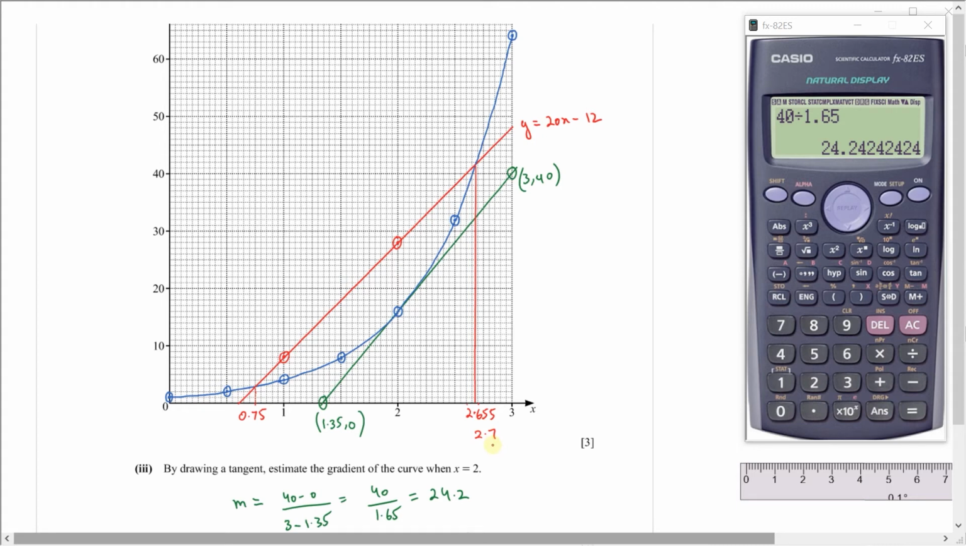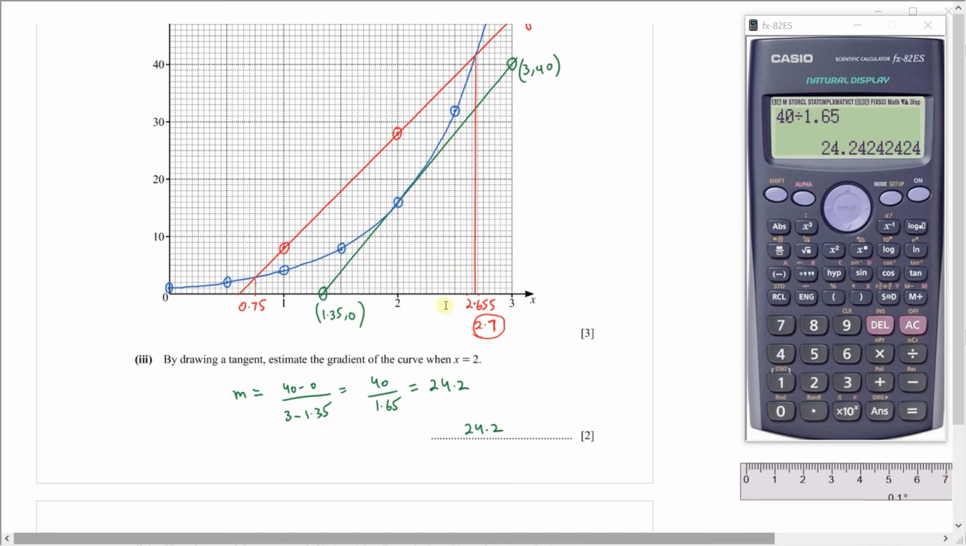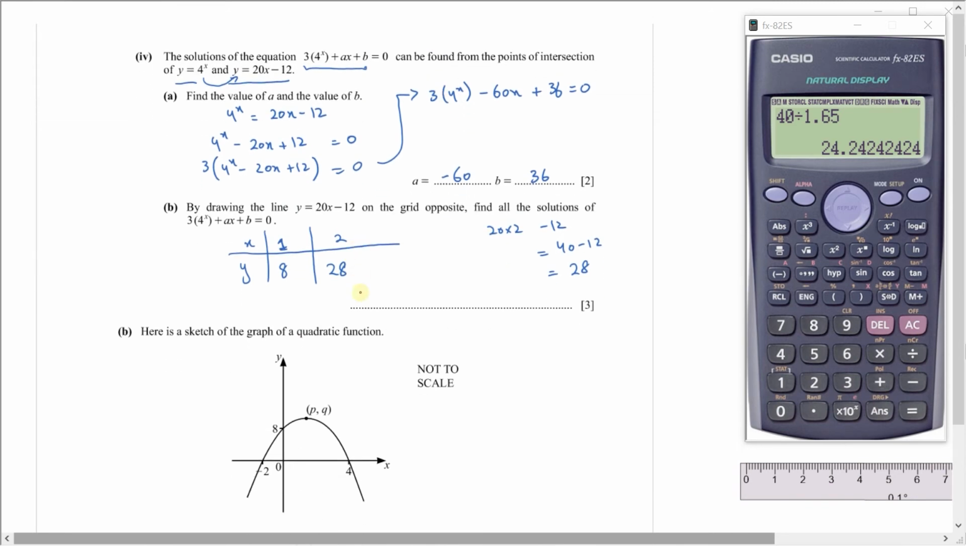So the range given in the marking scheme is 2.65 to 2.7. So 2.655 is also correct. I can round it up to 2.7, which is also in the acceptable range for the answer given in the marking scheme. So the two values of x where the line intersects with the curve are 0.75 and 2.7. So these will be your answers.